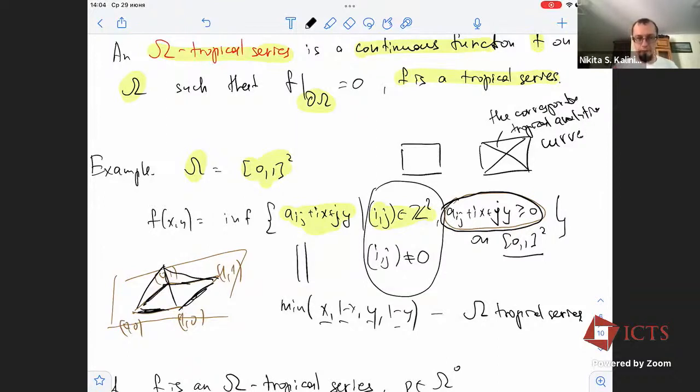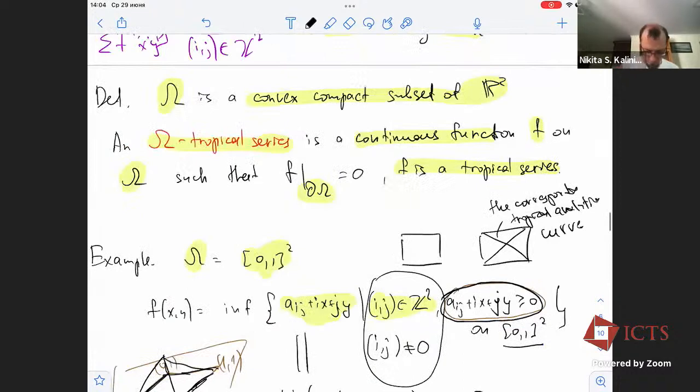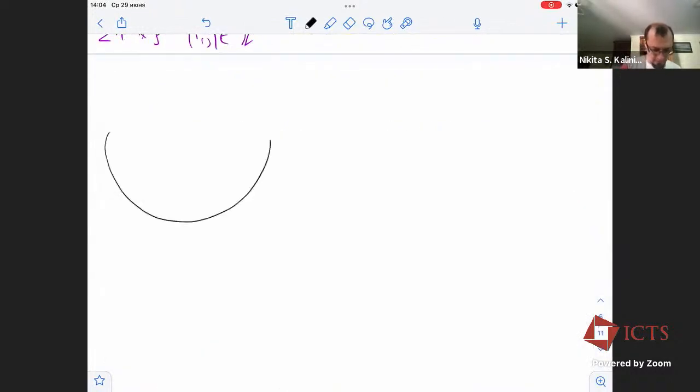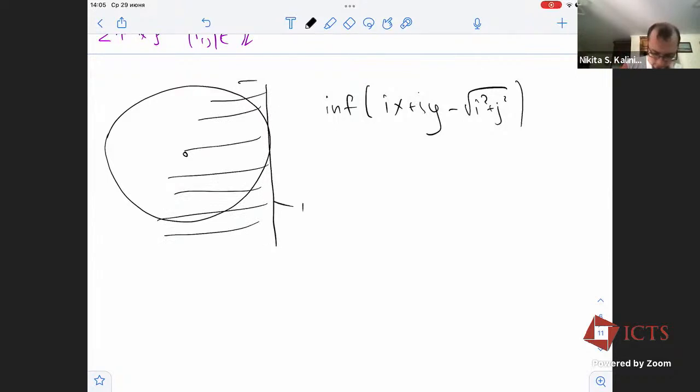And in fact, one can do the same for any convex domain. So let me add a page here. I think it will be better like that. Well, for example, if you take just a disk, and then here again, you take the function which is the infimum of all ix plus jy minus something like, minus the square root of i squared plus j squared. So what I want to do, I want for each direction to take the support function. And this is ix plus jy minus square root of i squared plus j squared equals zero.